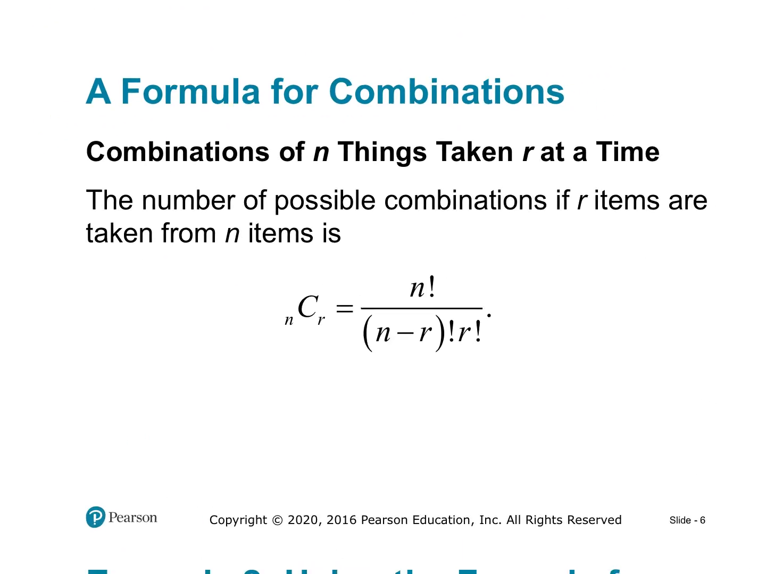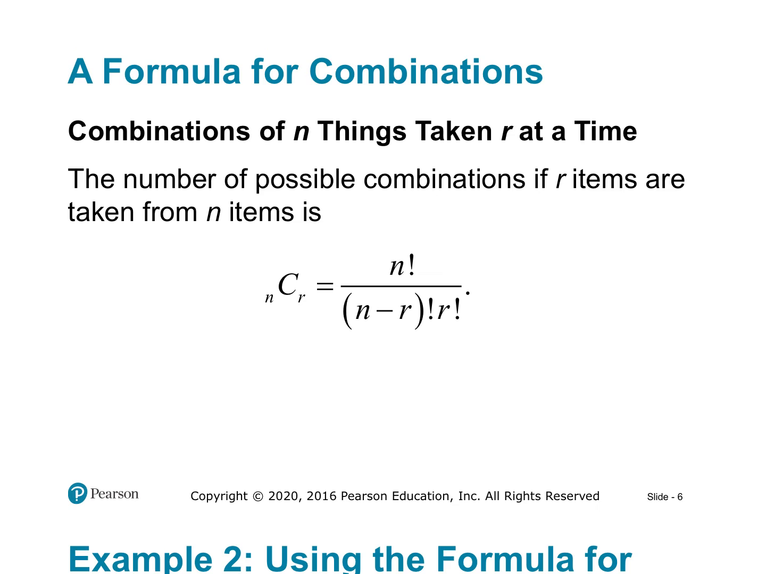All right, formula for combinations. The combination of n things taken r at a time. The number of possible combinations if r items are taken from n items is nCr, which means n factorial divided by n minus r factorial times r factorial.